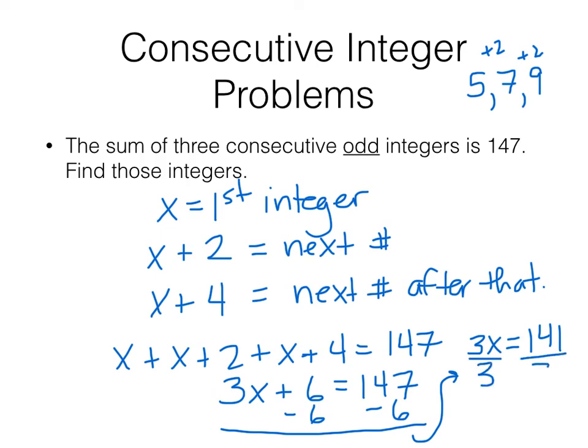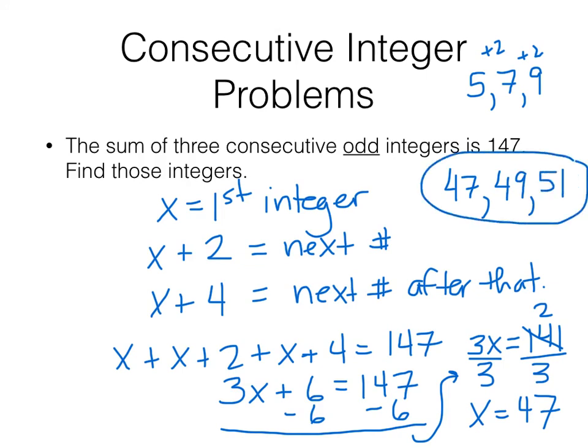We're dividing by 3, and again, a great chance for short division. 3 goes into 14 4 times with 2 left over. 3 goes into 21 7 times with none left over. So 47 is my first number. And remember to add 2, 49, and add 2, 51. And our 3 numbers are 47, 49, and 51.